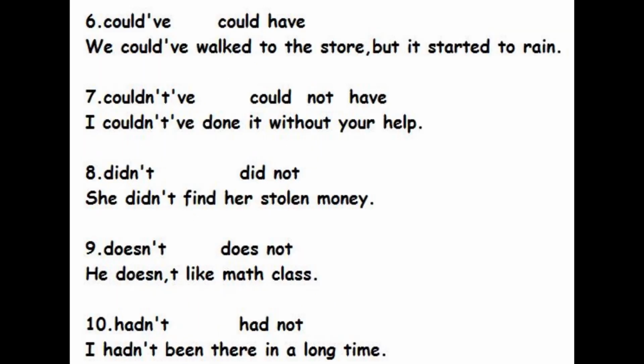All right, let's go look at the next set of contractions. Number 6, could have. Hear that? Some people want to say could of, but it's not of. Here it's could have. We could have walked to the store, but it started to rain. All right, now say it after me. We could have walked to the store, but it started to rain.